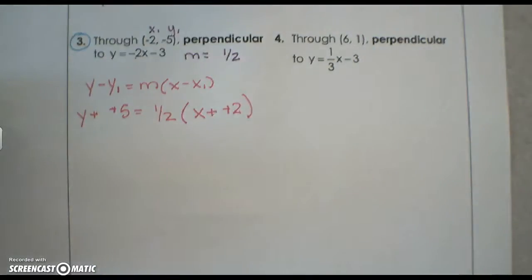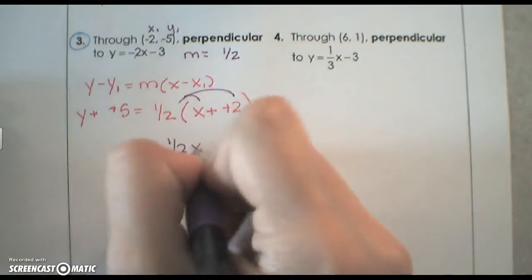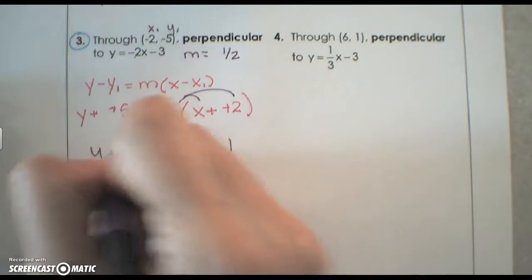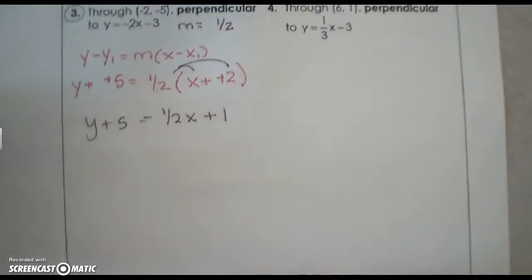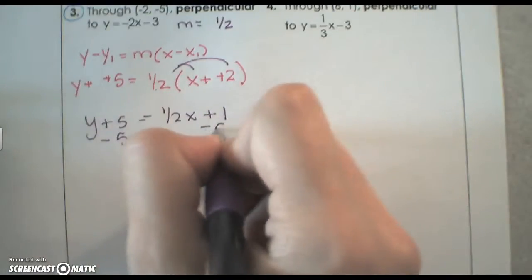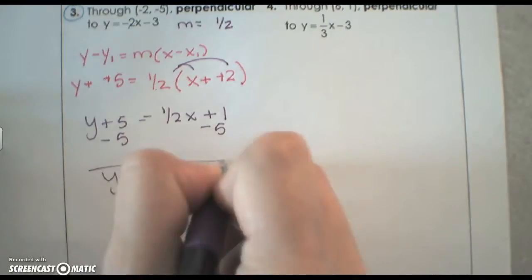And let's distribute. So 1/2 x, what's half of 2? Well, 1. And our last step is to get the y alone. Subtract 5. So y equals 1/2 x minus 4.